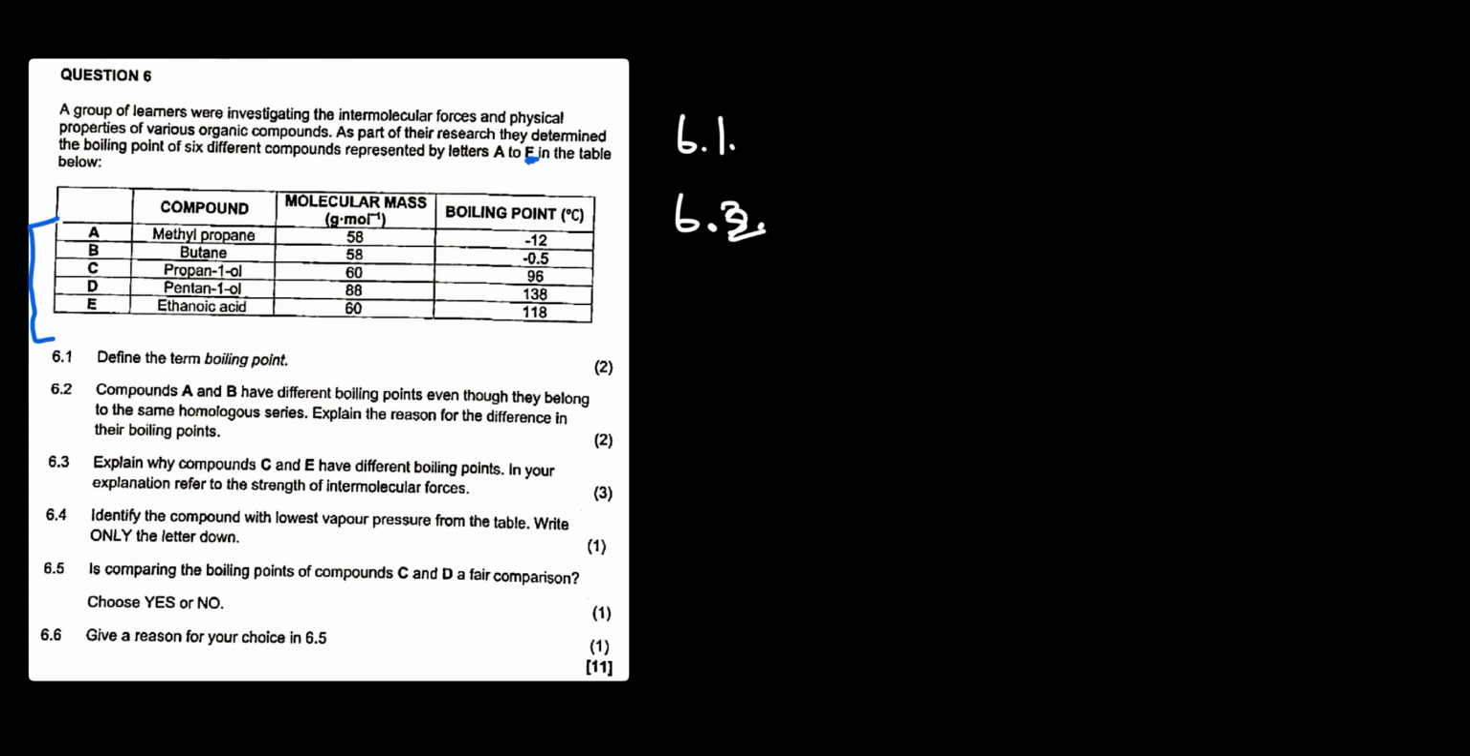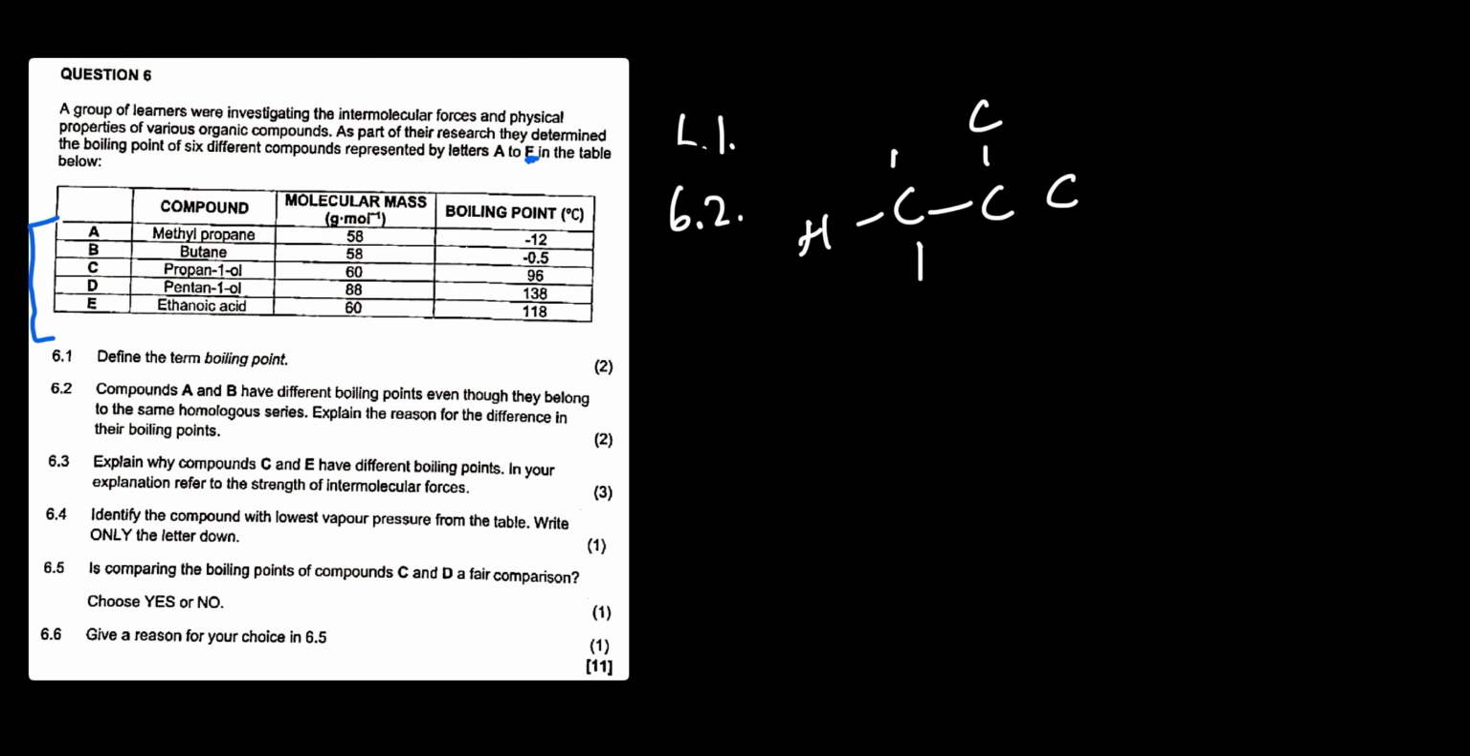So 6.2, they say that compounds A and B have different boiling points, even though they belong to the same homologous series. Explain the reason. So now, if we look at compound A, we have methyl propane. So let's just draw the structure of this, because with the structure, it's easy to see what is happening. So that means we have 1, 2, 3. So the methyl should be on this carbon, because it can't be on the first carbon. If it's on the first carbon, that is still butane.